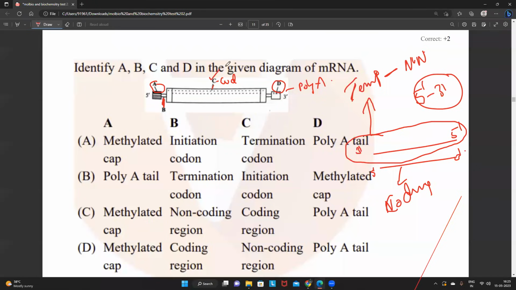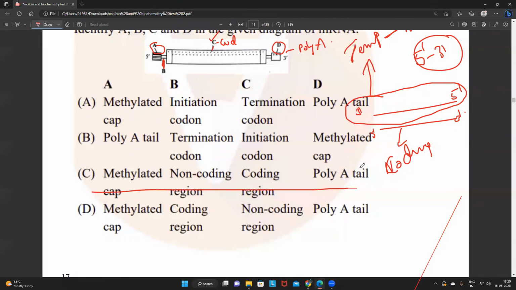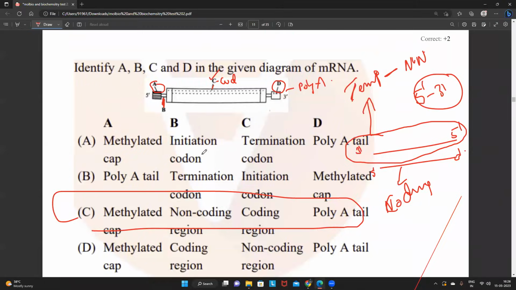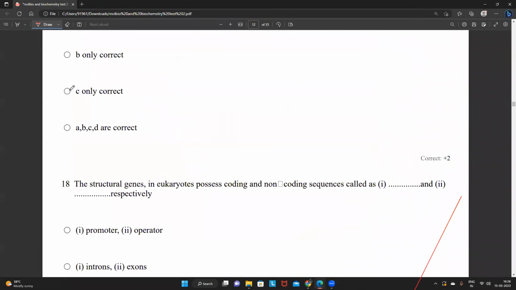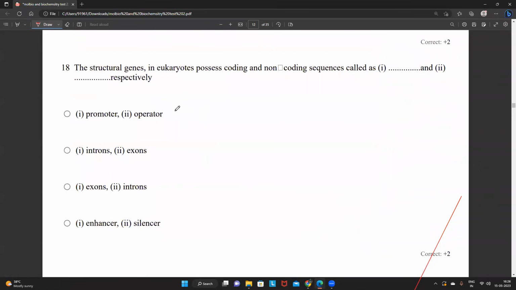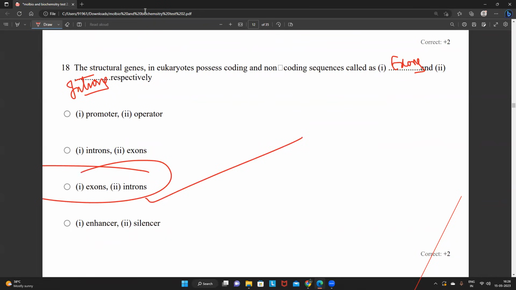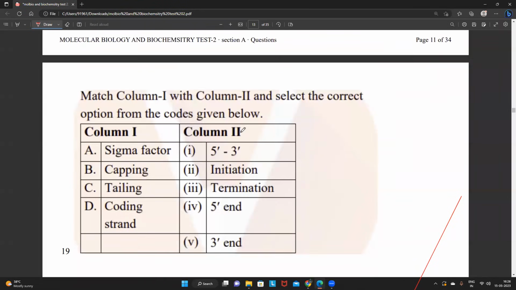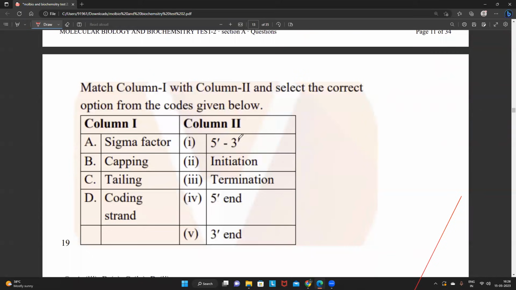C will be the coding region. So obviously the answer will be C. This also people made wrong. Think it correctly. Slowly you have to analyze. C is correct. Now you know very well the structural genes in eukaryotes possess coding and non-coding sequences. Coding sequences we call exons, and the non-coding sequences we generally call introns. Hence the correct answer will be C. Of course, yes. Now you need not think about it, right?